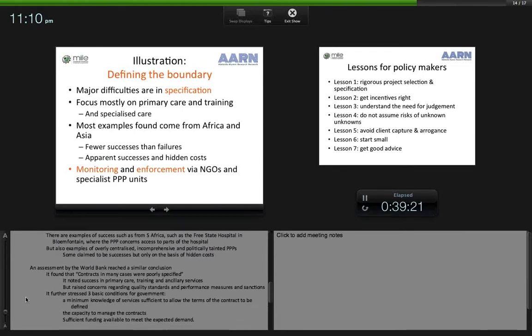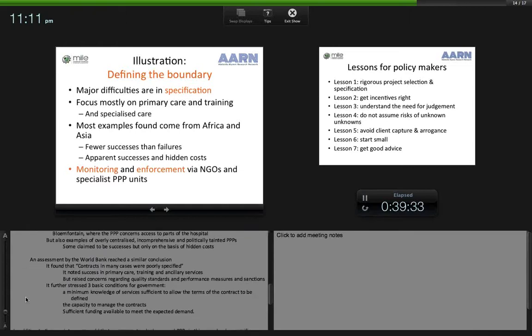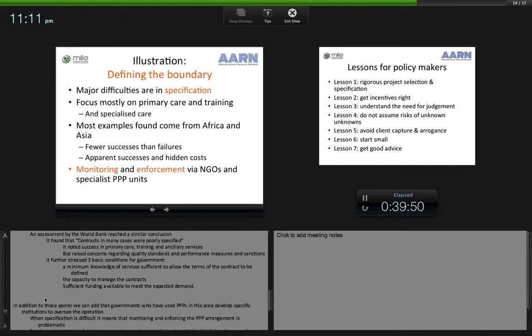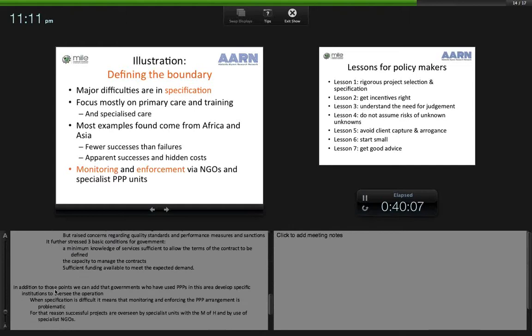But let's give an assessment from the World Bank, who reached similar conclusions. It found that, and I quote, contracts in many cases were poorly specified, and I emphasise that it's the specification of contracts that is the difficult part. The World Bank noted success in primary care, success in training, success in ancillary services, but it raised concerns regarding quality standards and performance measures and sanctions. It stressed three basic conditions for government to be involved in this way: a minimum knowledge of the clinical services, sufficient to allow the terms of the contract to be defined, the capacity to manage those contracts, and sufficient funding available to meet the expected demand.